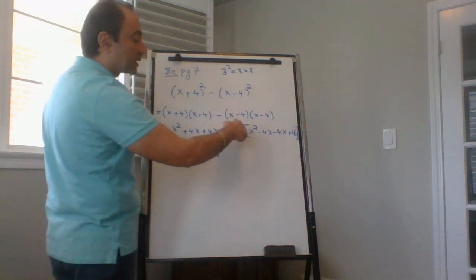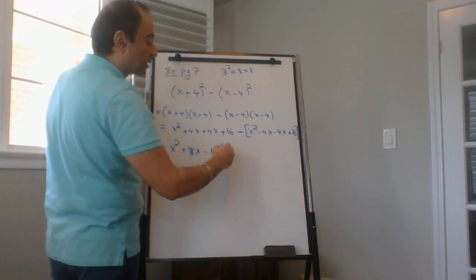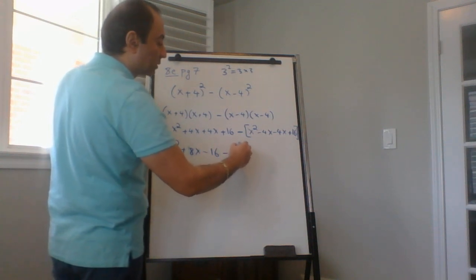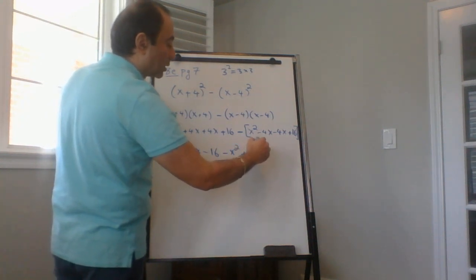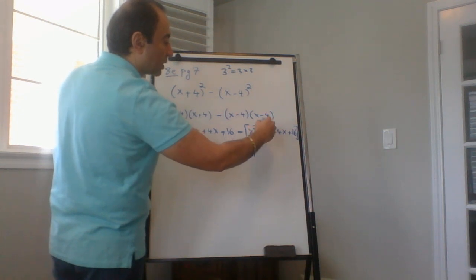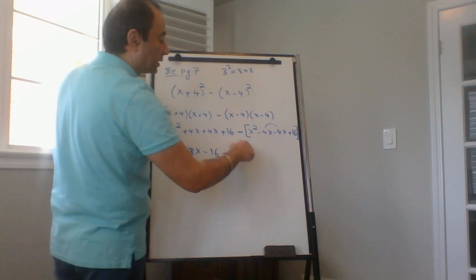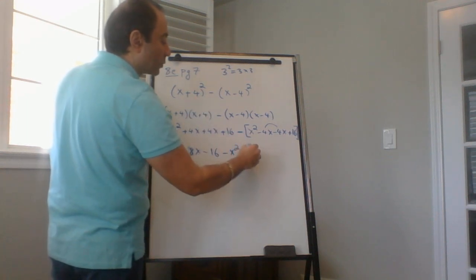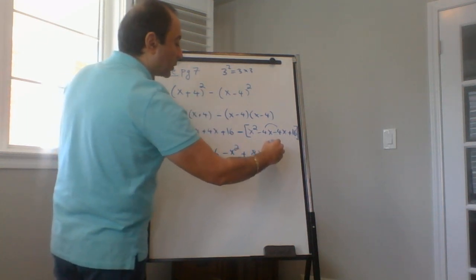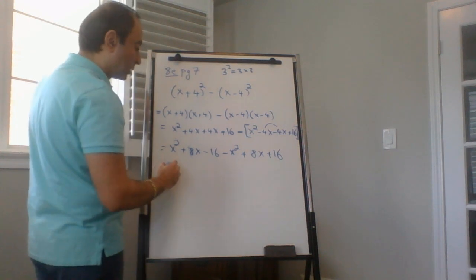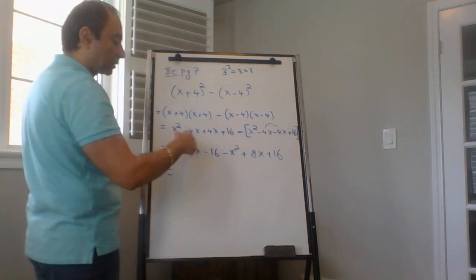This negative means negative 1 multiplied by everything inside. So negative x squared plus 4, I can also combine those. Negative 4x and negative 4x are negative 8x times negative 1 is positive 8x. Plus 16. Then we can simplify x squared, combine like terms.